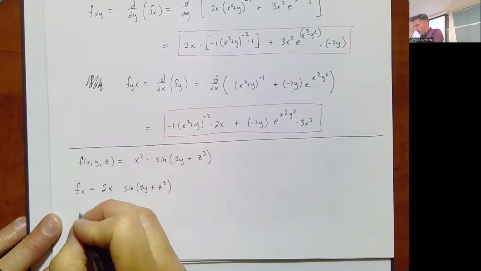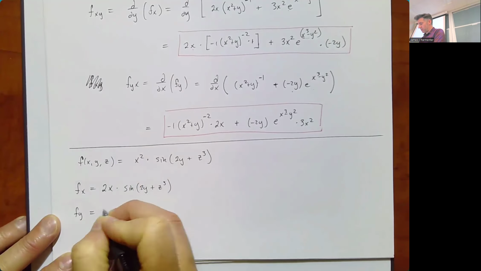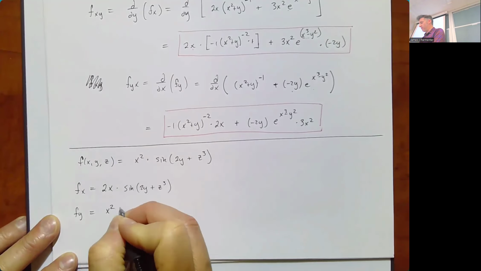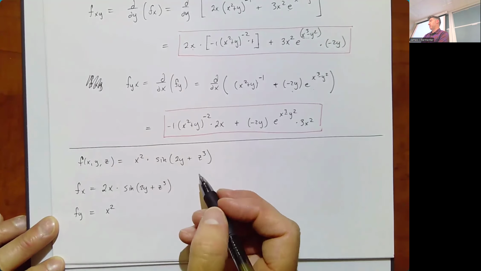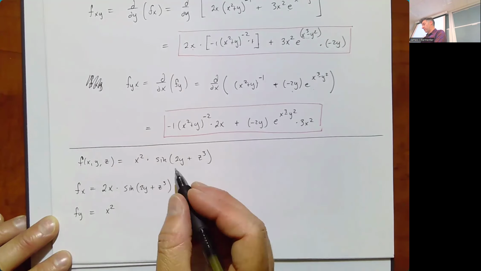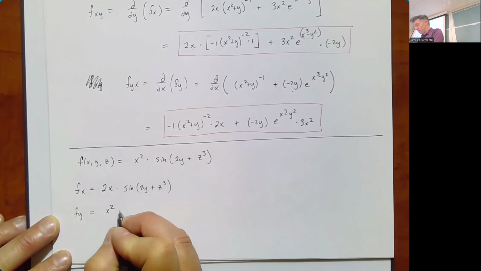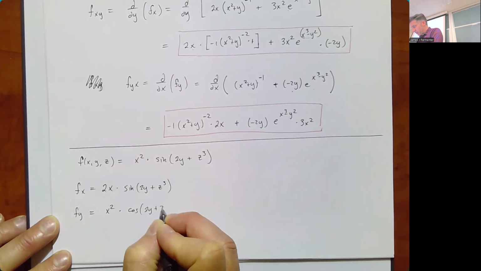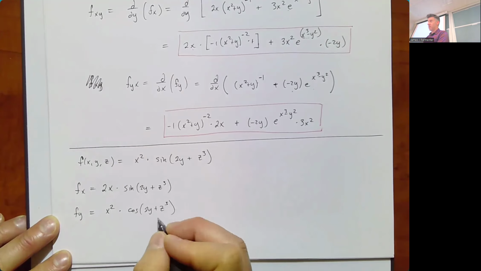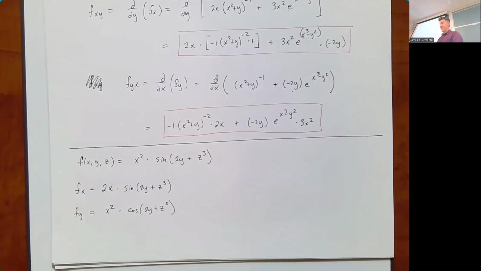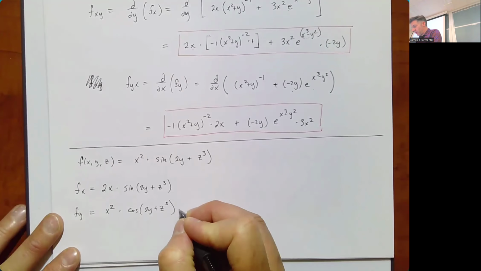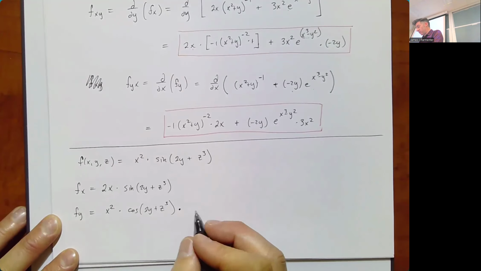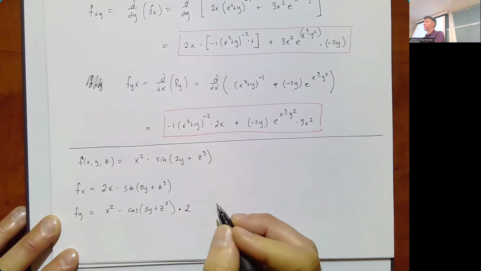Now for fy, x squared is a constant, but sine of all that's not a constant because there's a variable in there. So now I have to treat this like a function. The derivative of sine of some stuff is cosine of the stuff. And the inside stuff doesn't change, even though there's a z in there. That stuff has to stay as is. But then we multiply by the derivative of the inside, which is the derivative of 2y, which is 2.